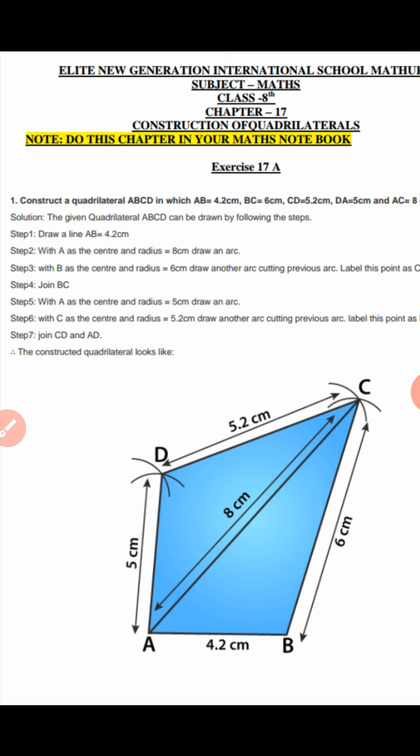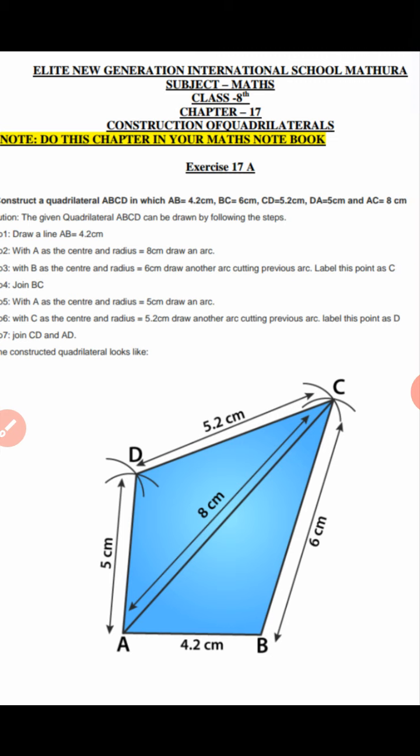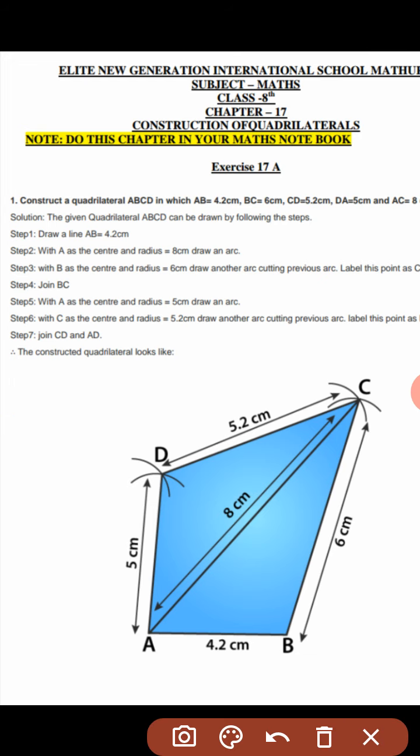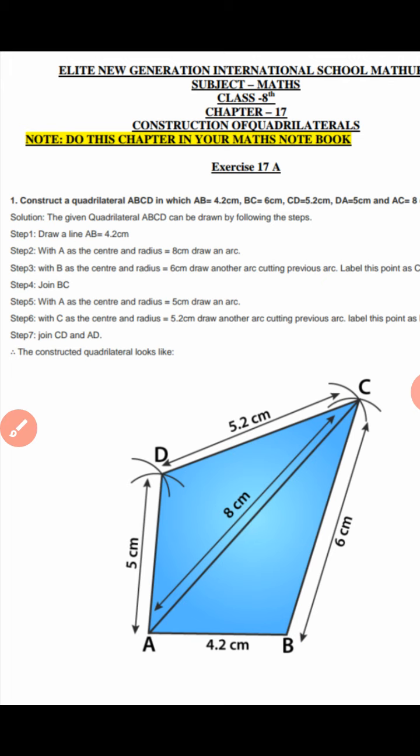Now step 5, with A as center and radius equals 5 centimeter, draw an arc. Then step 6, with C as center and radius equals 5.2 centimeter, draw another arc cutting the previous arc. Label this point as D. Now the last step, step number 7, join CD and AD. After joining, this quadrilateral will be complete. So in this way we make this quadrilateral with the help of pencil, compass and scale, and you have to write the steps of construction also.